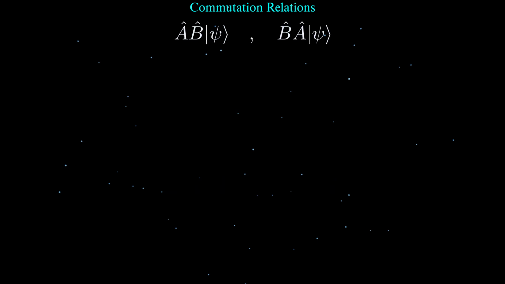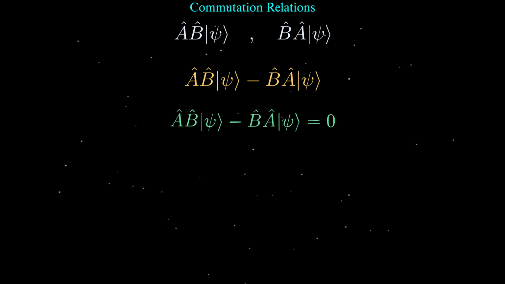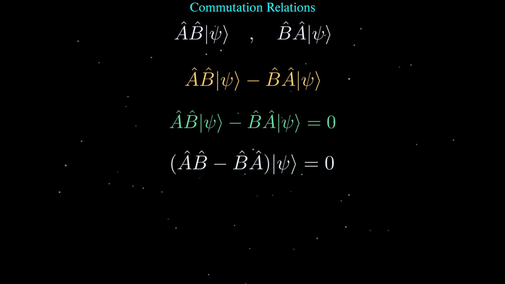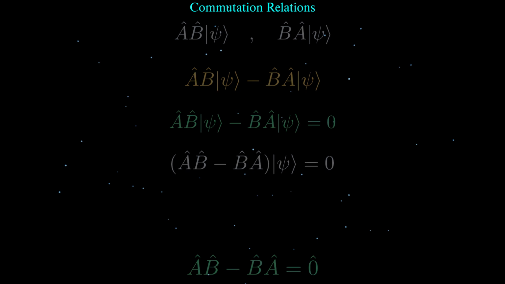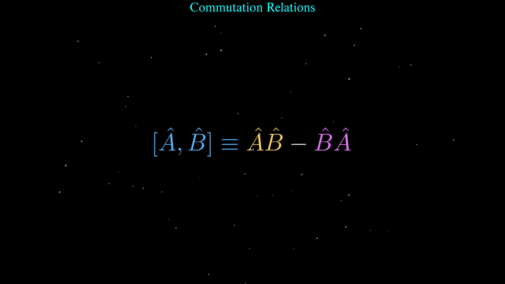Now if we want to test whether these two results are the same, the most natural thing to do is subtract them. If two things are equal, then their difference should be 0. So we take AB on psi and we subtract BA on psi. If this gives 0, then for every possible state, the two orders always produce the same result. So we can write AB minus BA acting on psi is equal to 0. And since this has to be true for any state, the operator inside the parentheses must be the 0 operator. And that difference is what we call a commutator. So we can define it as the commutator of A and B is equal to AB minus BA.